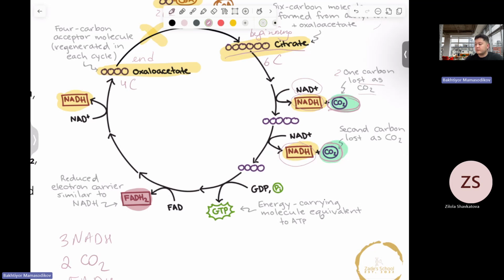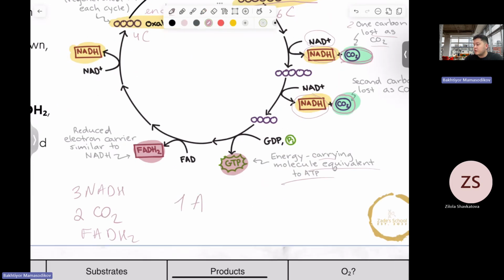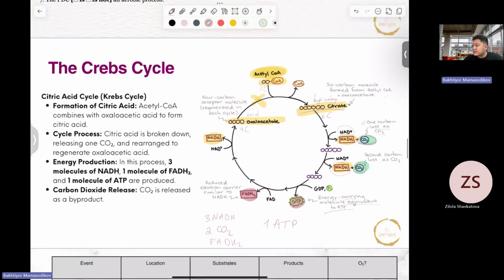What about ATP? GTP and ATP are actually one thing. The energy-carrying molecule equivalent to ATP is GTP. So 1 GTP is made, so 1 ATP is made in this reaction. 1 ATP is made from 1 acetyl-CoA.